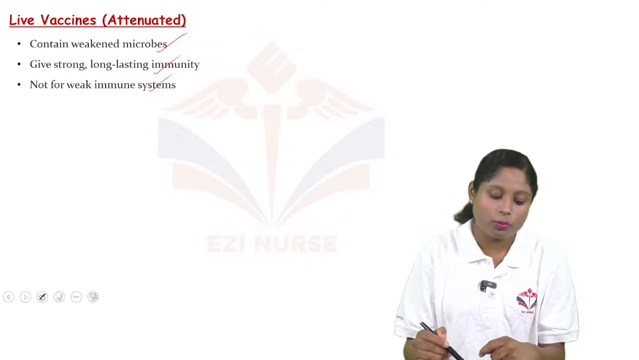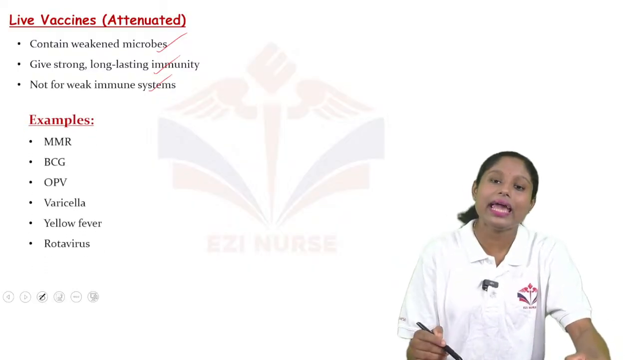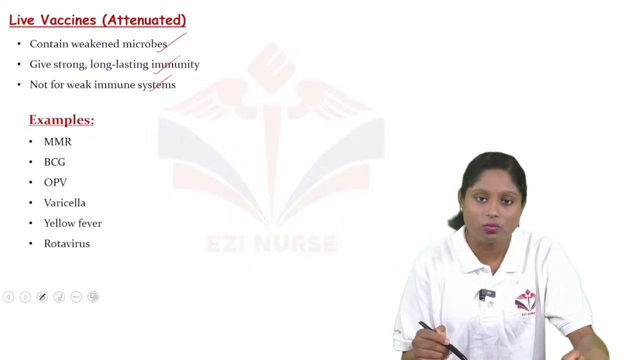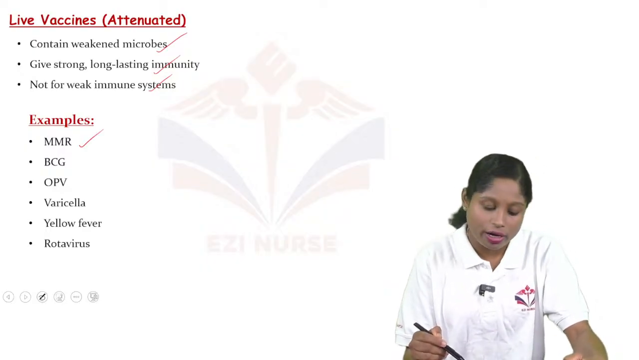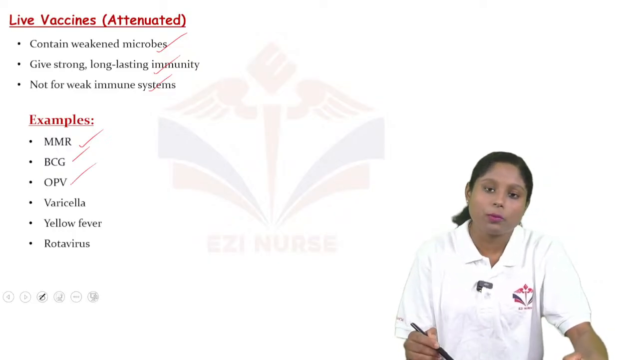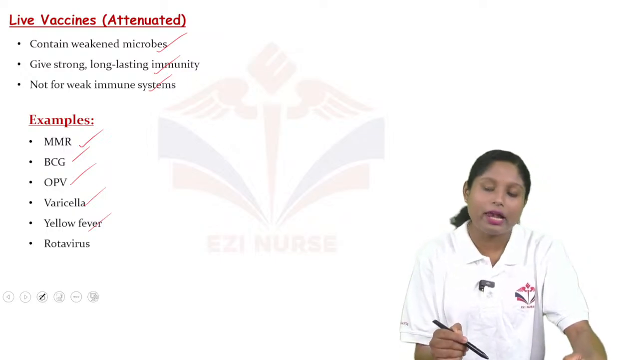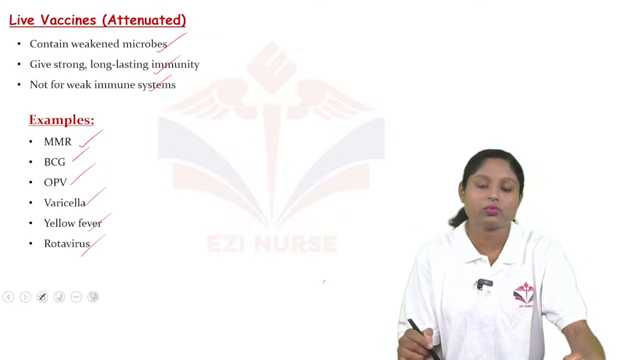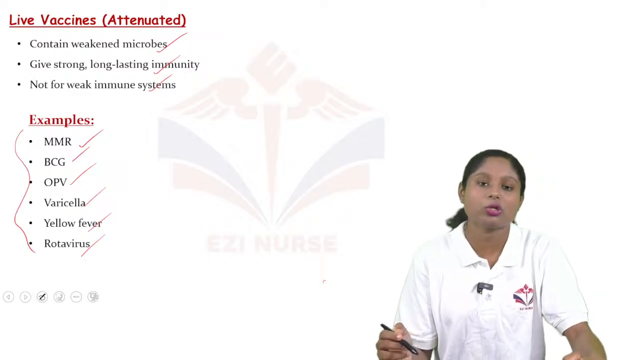They are not for a weak immune system. So it's mainly not for the weak immune system. So what are the examples of live attenuated vaccines? MMR, mumps, measles and rubella; BCG, Bacillus Calmette-Guerin; OPV, oral polio vaccine; varicella zoster vaccine; yellow fever vaccine; and rotavirus vaccine. So these are the examples of live vaccines, also known as attenuated vaccines.